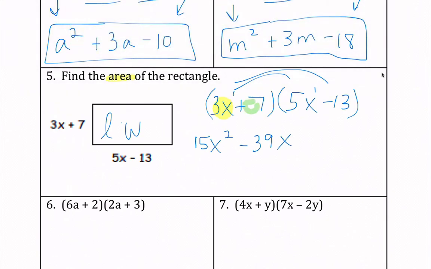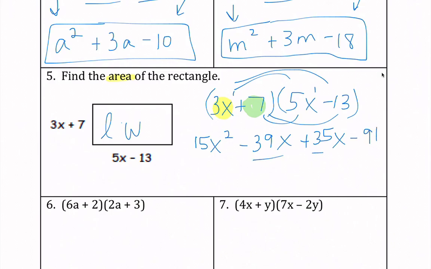So now I move on to multiplying by this positive 7. So 7 times 5x is a positive 35x. And then finally I need to take my 7 and multiply by a negative 13. And that's going to give me a negative 91.